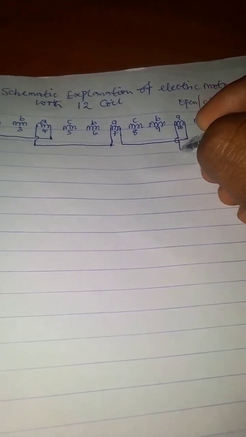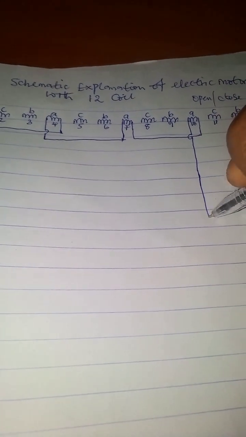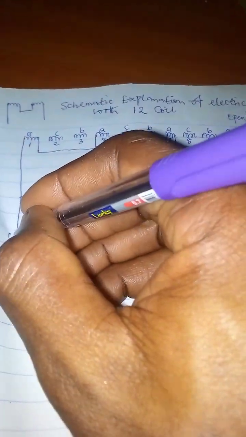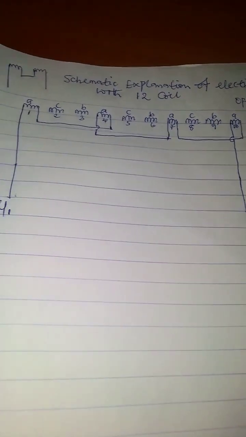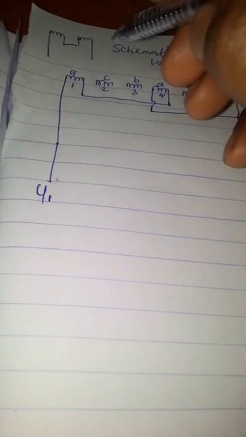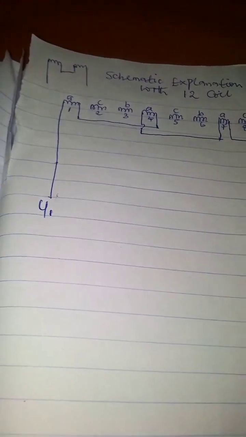And finally, this will come out, and it will be numbered maybe U1, U2. So the next phase I will connect is the B phase.